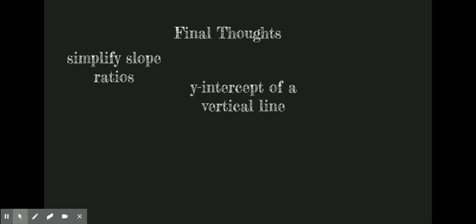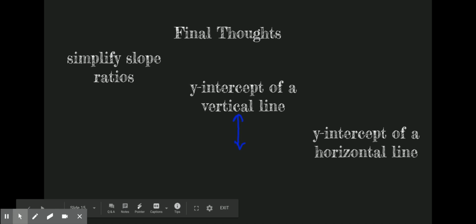The y-intercept of a vertical line, remember, a vertical line is a line that runs up and down. And when we have a line running up and down, there is no y-intercept in these vertical lines. So we would just say there is no y-intercept in that vertical line. It is an undefined slope and no intercept.